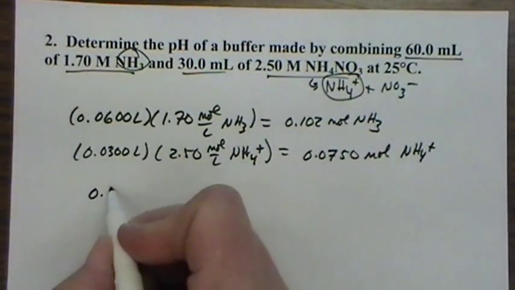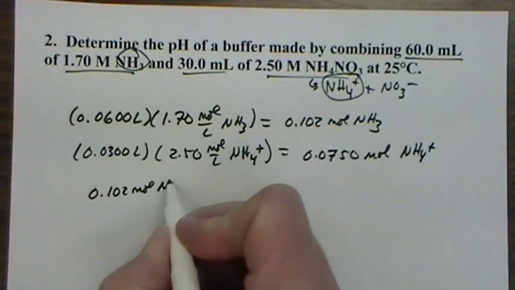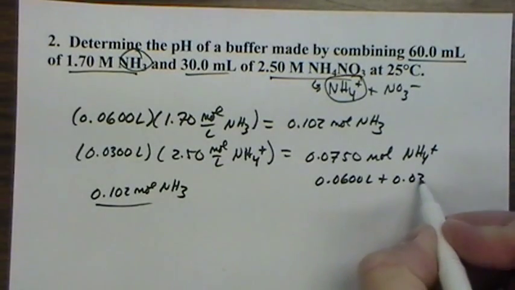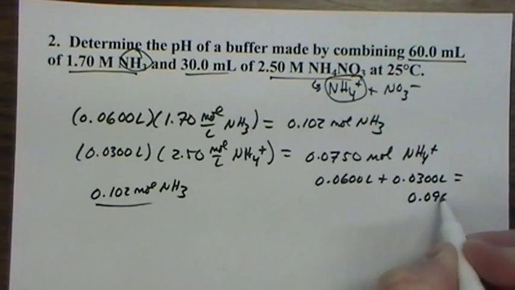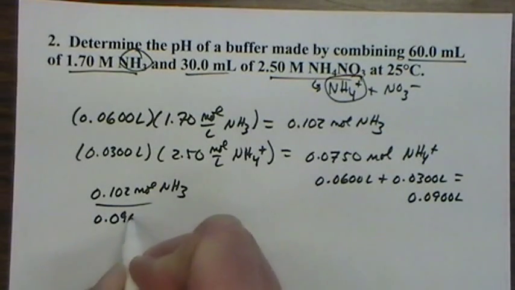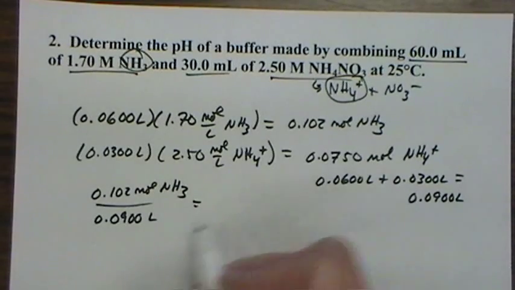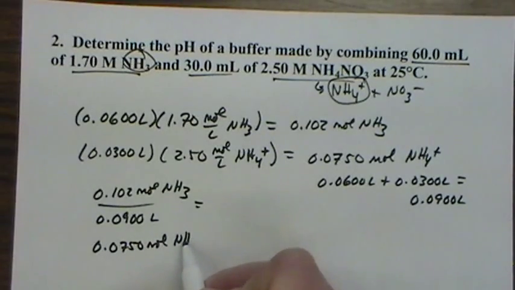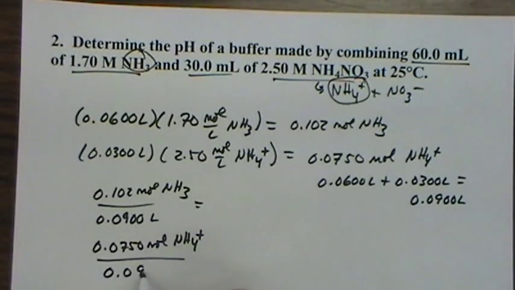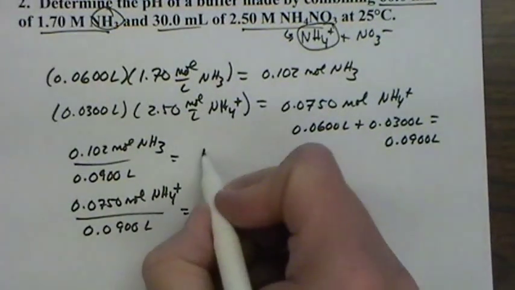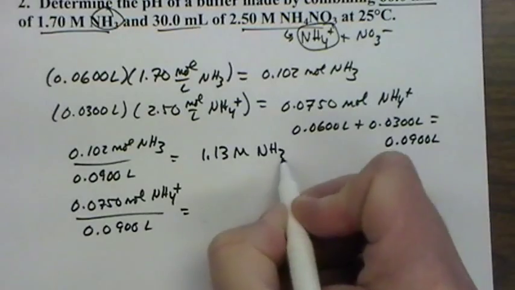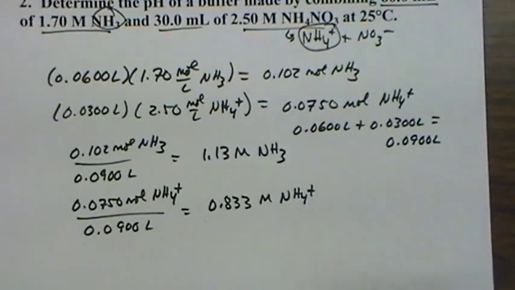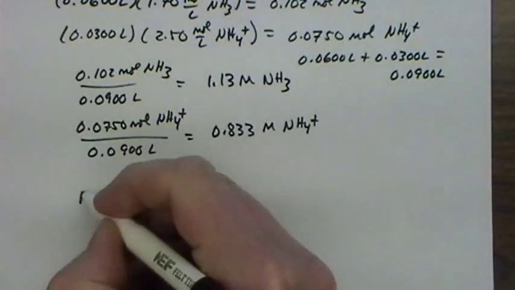So now that we know the moles, we divide by the new volume, which is 0.06 liters plus 0.03 liters, giving us 0.09 liters. And then we have the moles of ammonium ion over the new volume. And this is 1.13. When you do it without having to punch all this stuff into the calculator, it goes a lot faster. But I'm following all the steps. You're just not waiting around for me to do the math.